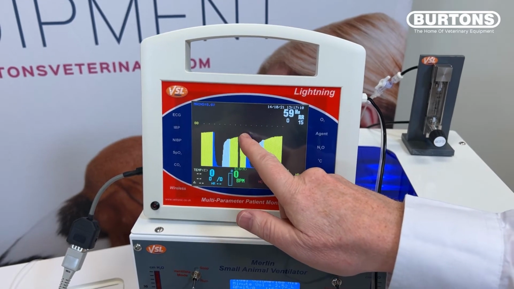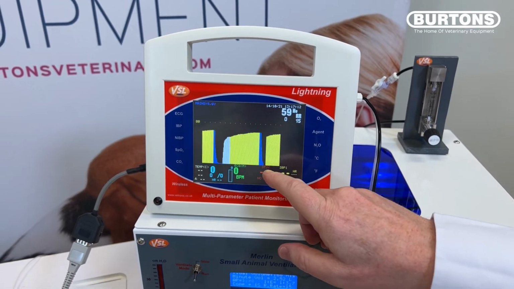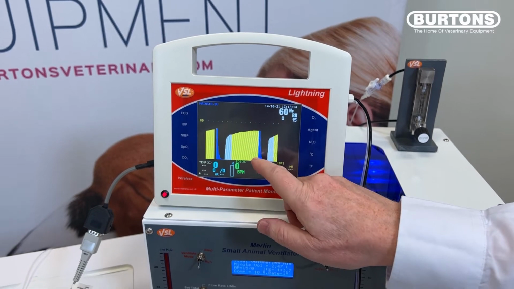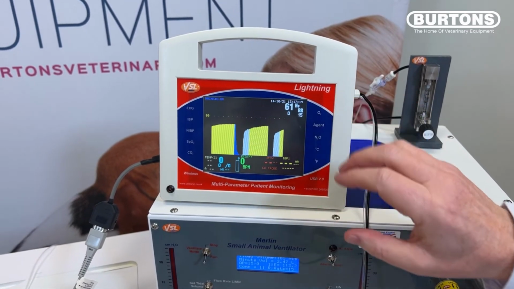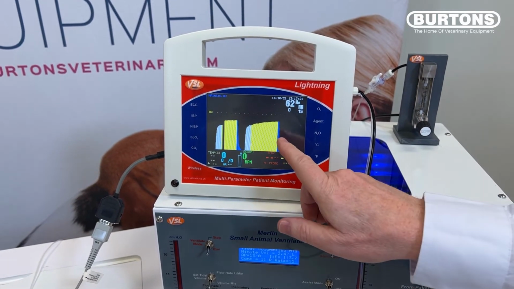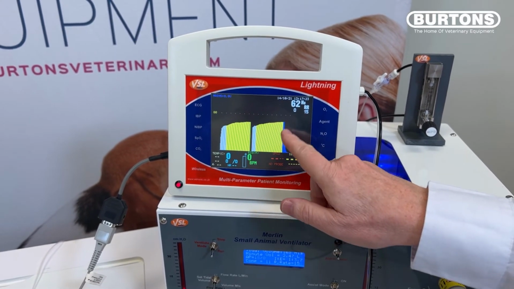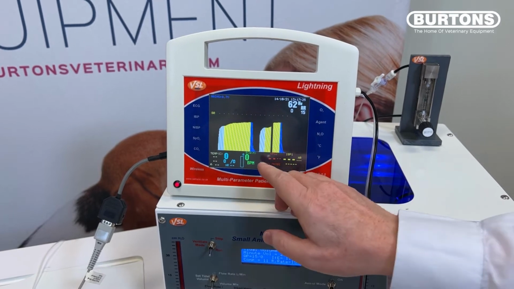So this blue indicates inspiration. Blue is inspiration, and during inspiration it's high for quite a bit, and it's rebreathing the CO2 into the patient. So by looking at this capnogram, we can tell that there's a significant amount of rebreathing as shown by the amount of blue.